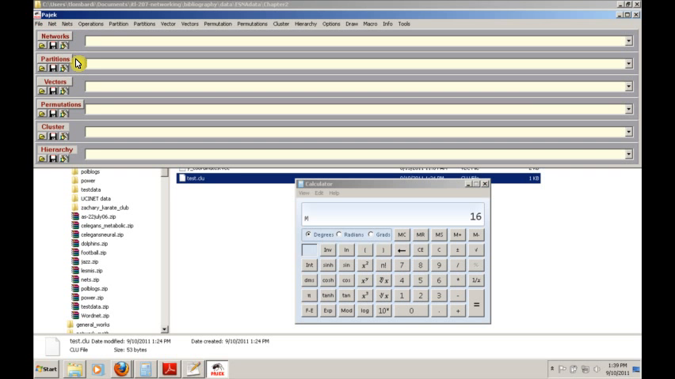Partitions are stored in a .clu file, and basically a partition is a classification of the vertices in the network such that each vertex is assigned to only one class. We'll see some examples of this, but basically, this is just a way to classify the nodes in the network. A vector is stored in a file that has the extension .vec.